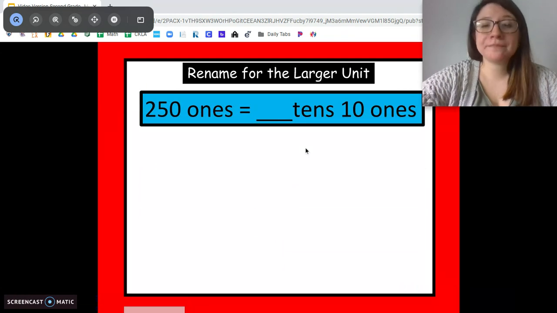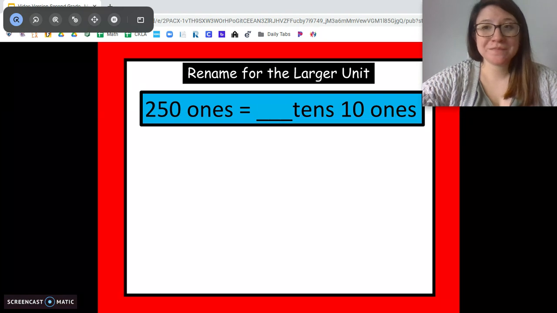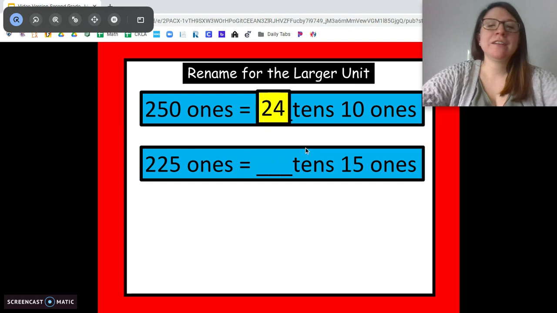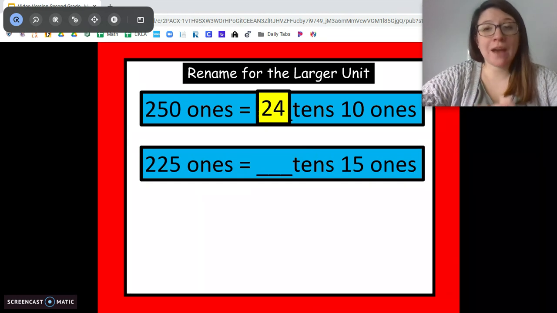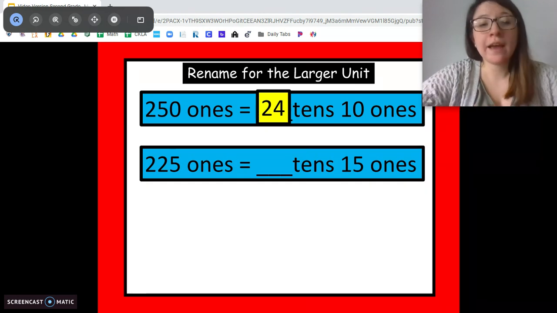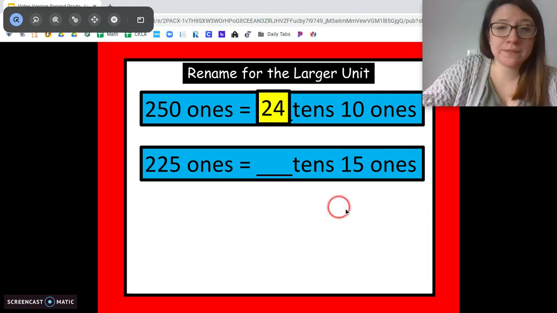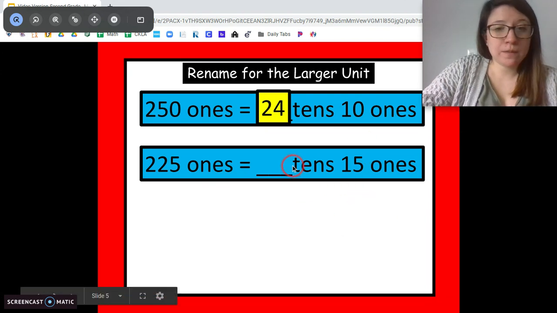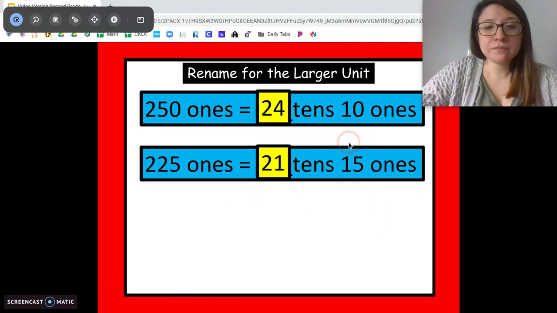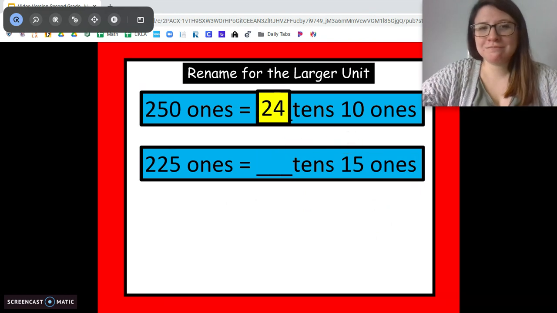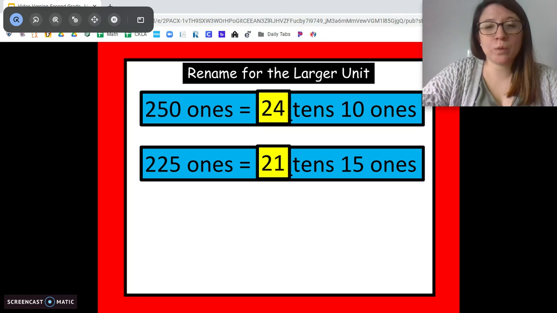Awesome. Let's do another one. 250 ones. How many 10s do we need? Good, 24. You're seeing the pattern. 225 ones. Now I'm giving you 15 ones. How many 10s do we need to make those two sides of the equation equal? We're going to need 21 10s. This is going to give us 210, plus 15 is going to give us 225.